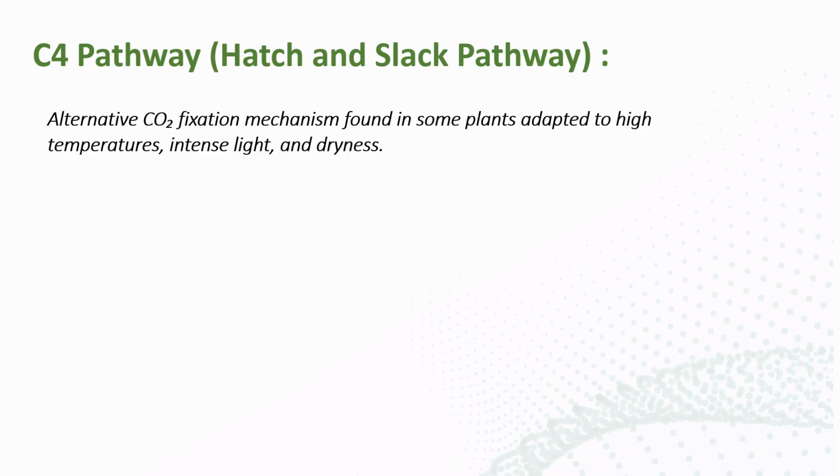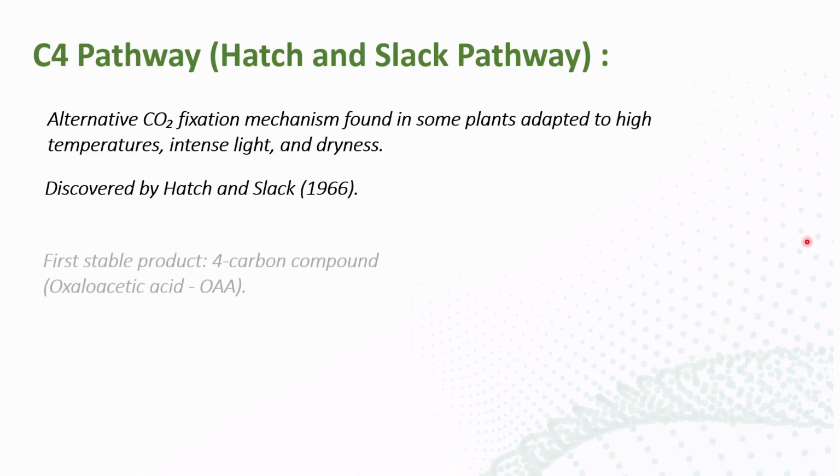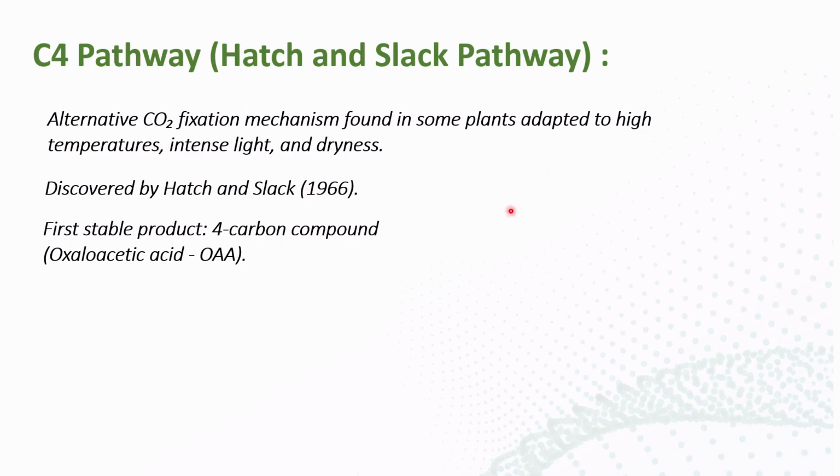So this is an alternative CO2 fixation mechanism found in some plants. There are many types of plants which survive under different conditions. Some plants undergo the C3 cycle, whereas plants which can survive in high temperatures and intense light, like desert plants, cactus or maize, undergo this C4 pathway. It was discovered by the scientists Hatch and Slack, which is why it is also known as the Hatch and Slack pathway.